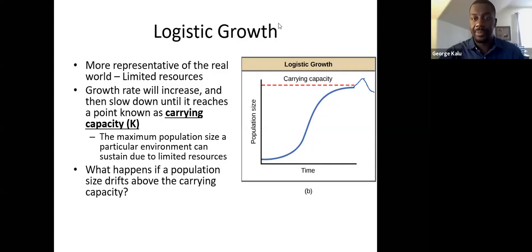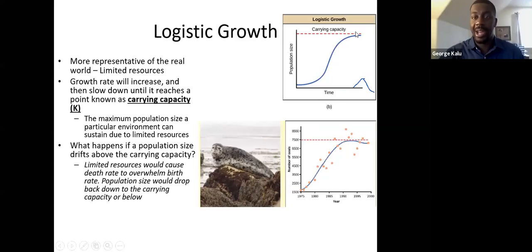And the reason for that is because there's not enough resources available. Because there's limited resources, and not enough resources to sustain that many individuals, the death rate is going to overwhelm the birth rate. Not all the individuals in the population are going to be able to access those resources. They're not going to be able to get enough food. They're not going to be able to get enough water. They're going to end up dying. And so as they die, the death rate is going to increase, and the population is going to drift back down to below the carrying capacity.